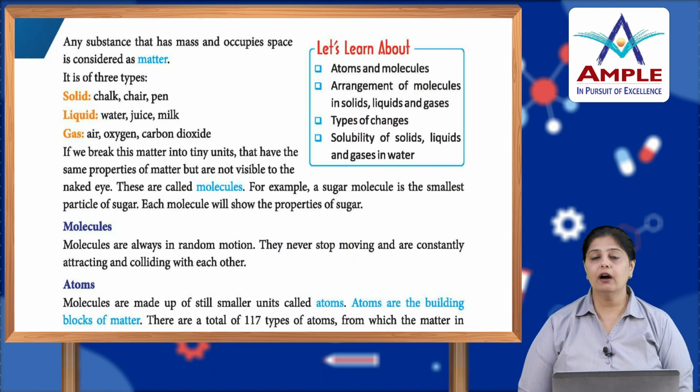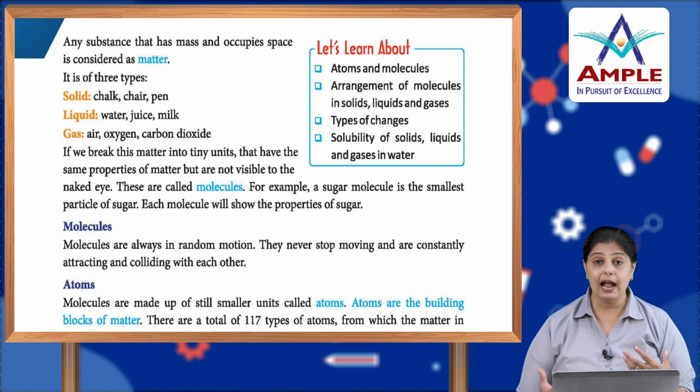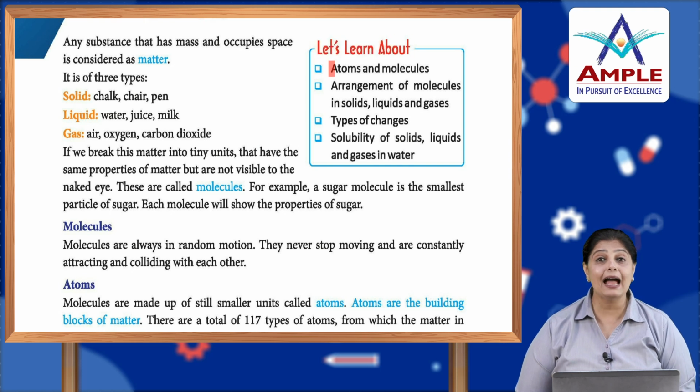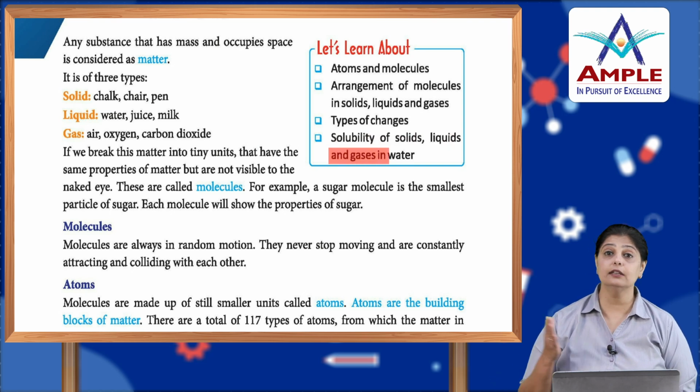So children, we are into a very interesting phase of our chapters. We are going to learn something which we have already learned in our previous class, but now we are going to learn it in more detail. We are going to talk about solid, liquid and gas, which are the different states of matter that exist around us. So let's learn about atoms and molecules, arrangement of molecules in solids, liquids and gases, the types of changes, and the solubility of solids, liquids and gases in water.